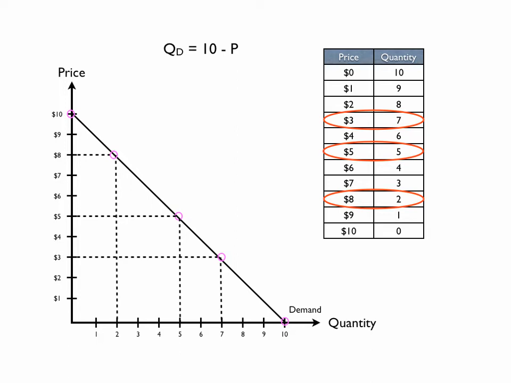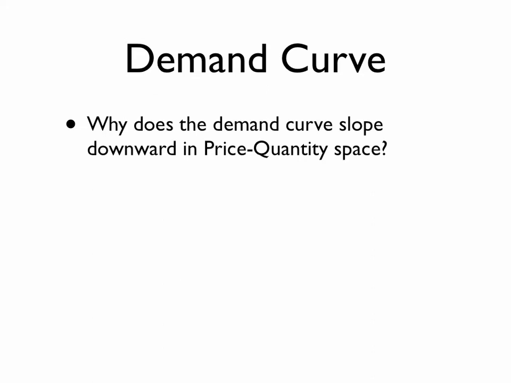And what the demand curve represents is how much consumers are willing to buy at different prices, as represented in the equation and in our schedule to the right. Why does the demand curve slope downward in price quantity space? Well, to answer this, let's ask a couple of questions.